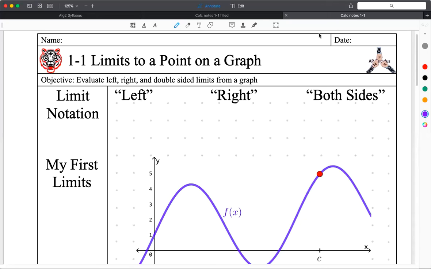All right, so AP Calculus Lesson 1-1. Let me move the participants window. Today's date is Tuesday, August 25th, 2020.